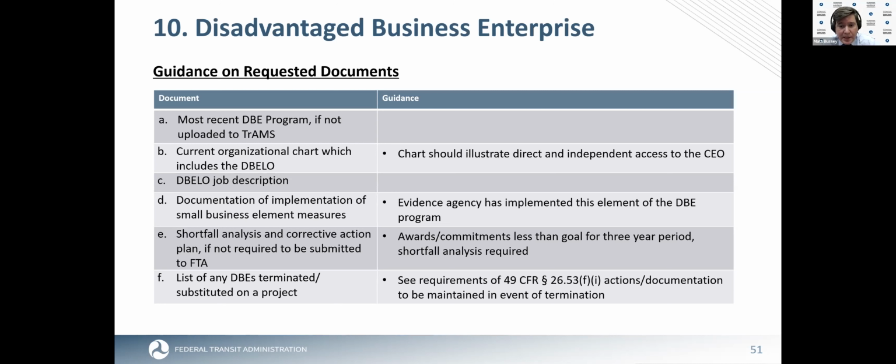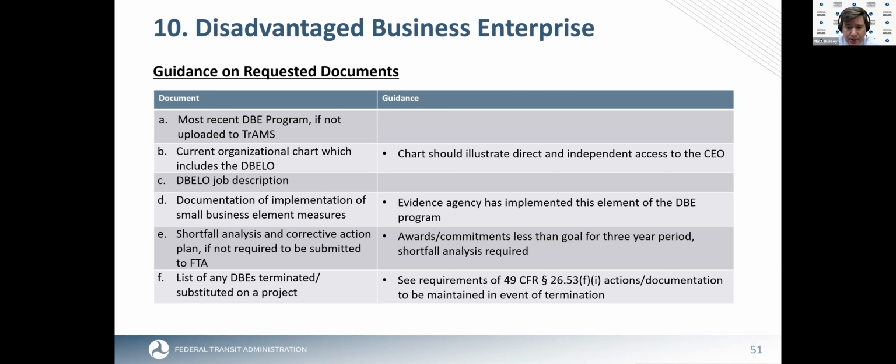Item D, documentation of implementation of small business element measures. I think I mentioned earlier that in 2012, the DBE regs were amended to require that all DBE programs have a small business element to foster small business participation. One thing your reviewer is going to do is, first of all, look at your program to make sure that requirement is in there, that there's a small business element. But second, they're going to look to you to provide documentation that you've actually implemented the small business element as you stated that you would in your DBE program. So that's definitely an important thing to have shored up to the extent possible before your review.